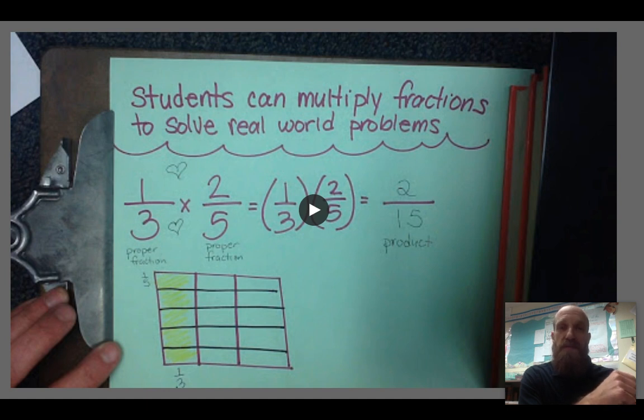1/3 times 2/5. Multiplying fractions is pretty fun because you don't have to find common denominators. You don't have to worry about like fractions. That's why I love multiplying fractions. I save it for later in the year because adding and subtracting fractions I think is harder. So this is much easier.